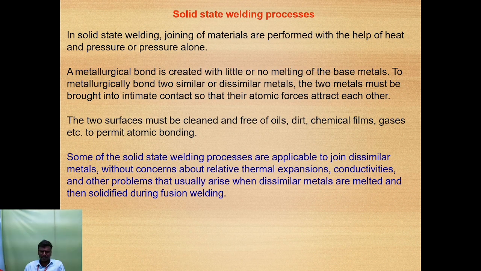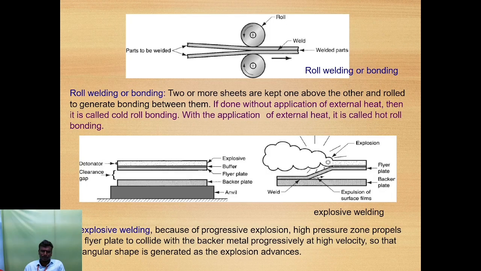Some of the solid state welding processes are applicable to join dissimilar metals without the concern about relative thermal expansions, conductivities, and other problems that usually arise when dissimilar metals are melted and then solidified during fusion welding. In roll welding or bonding, two or more sheets are kept one above the other and rolled to generate the bonding between them. If done without the application of external heat, it is called cold roll bonding. With the application of external heat, it is called hot roll bonding.